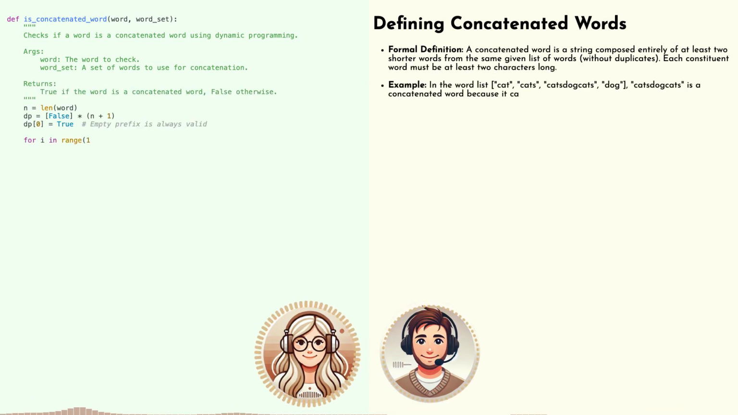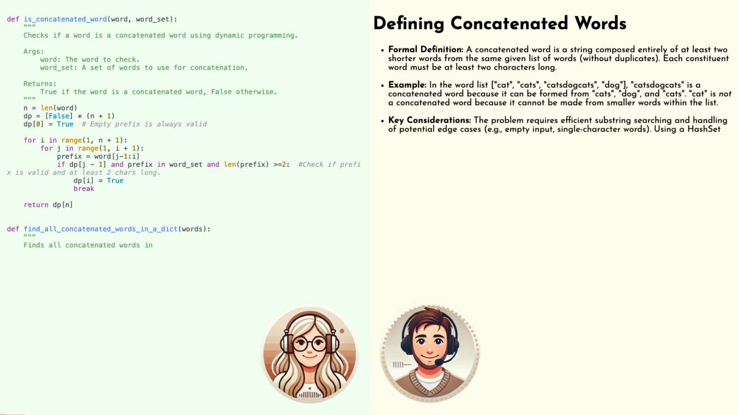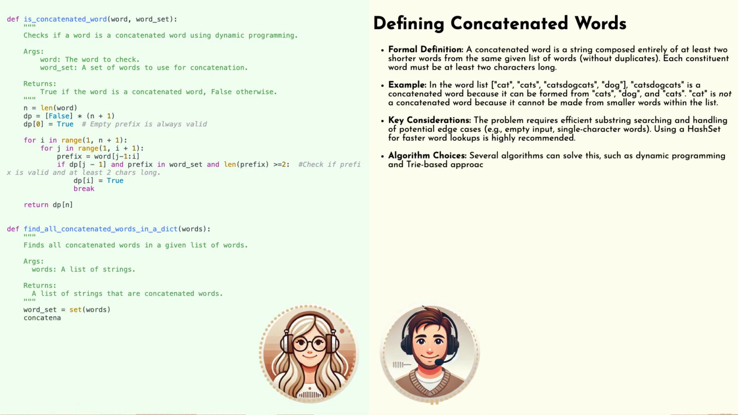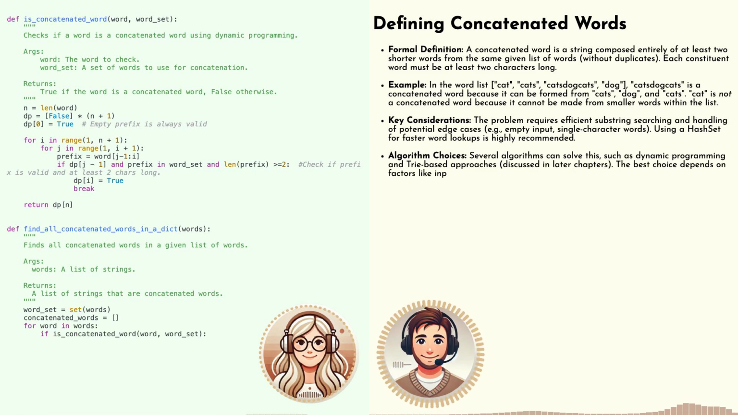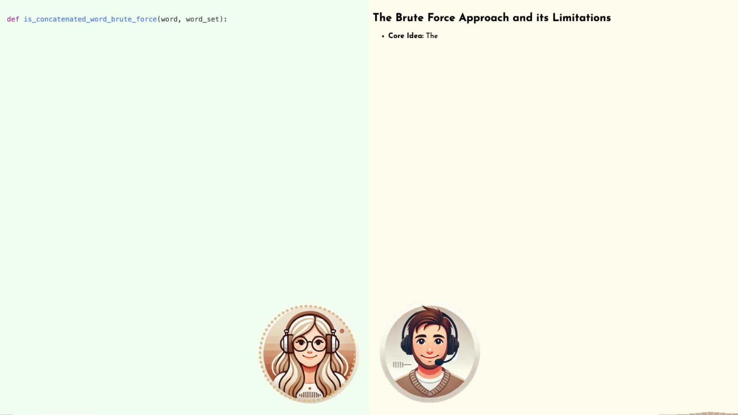Absolutely. So think about it like this. You have a dictionary with words like cat, dog, and bird. A concatenated word is any word that you can make by just stringing together two or more words from that dictionary. Got it. So bird cat would be a concatenated word if our dictionary is just cat, dog, and bird. You got it. And the challenge is, if we have a dictionary, how do we find all the concatenated words?